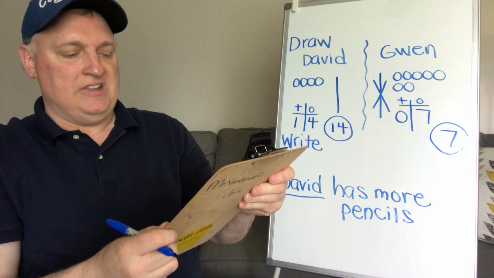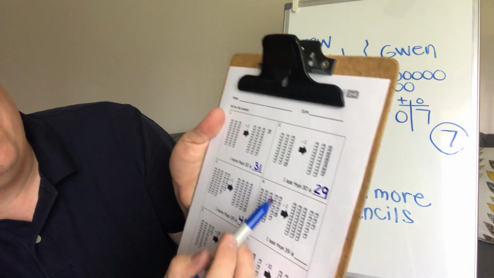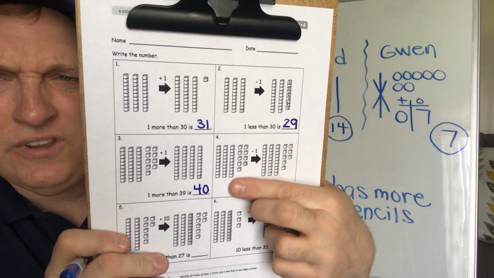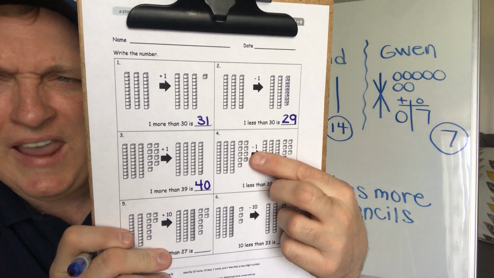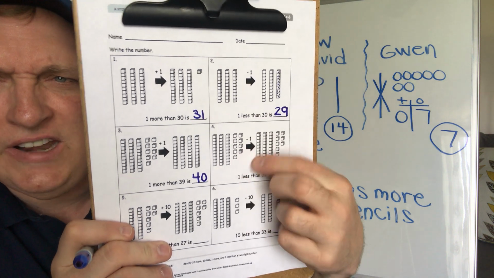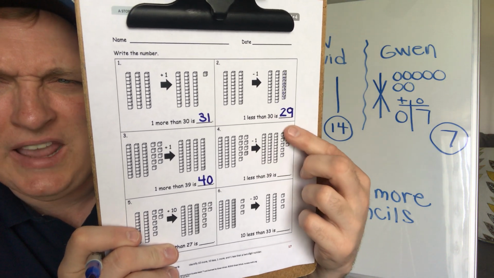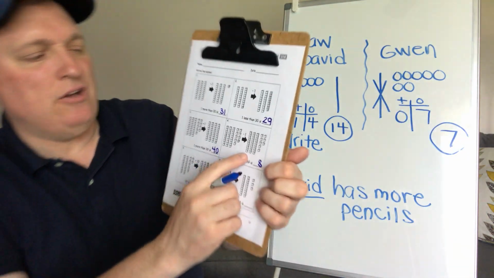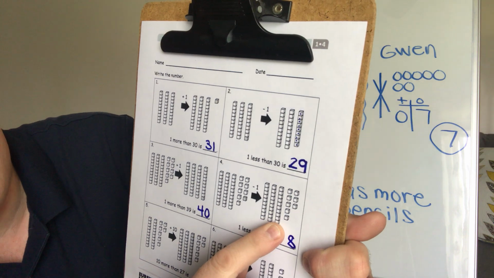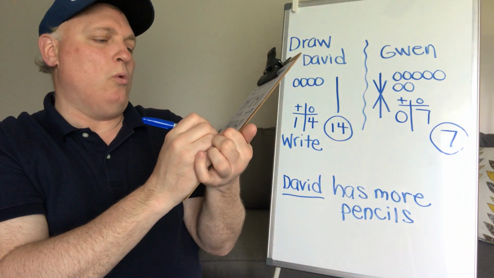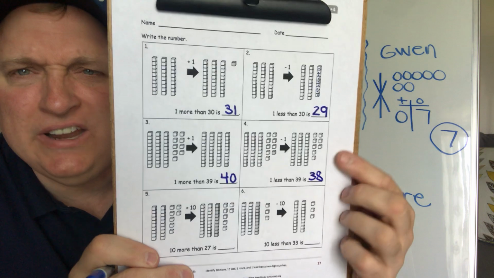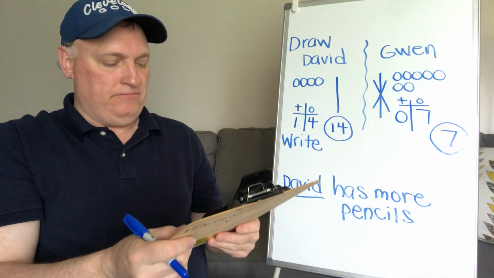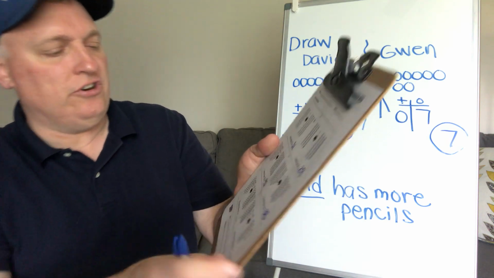Excellent. Now, I have 3 bundles of 10 and 9 ones for number 4. That's what's here. I'm going to take 1 away. There's my action arrow, -1. So 39 minus 1. So I'm going to count the ones, and I have 8 of them. I'm going to count the bundles of 10, and I have 3 of them. So 1 less than 39 is 38. It's just counting backwards. So let's do the last 2, boys and girls.